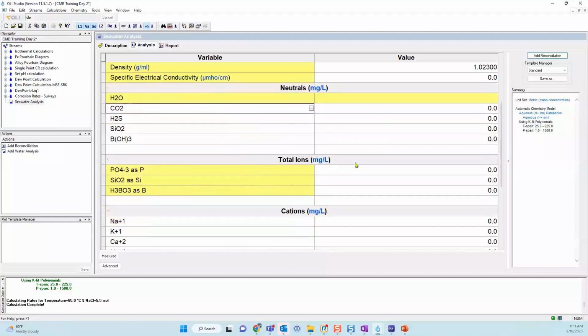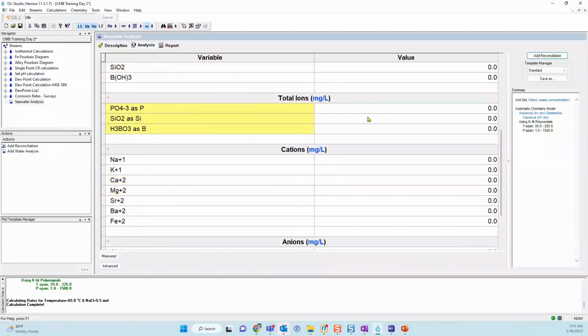This total ions section was added fairly recently. In your water analysis, you will see that they put values as P, Si, or B. They will report the ions as P, Si, and B. Phosphorus, silicon, and boron don't exist in real life like that, as P, Si, or B.